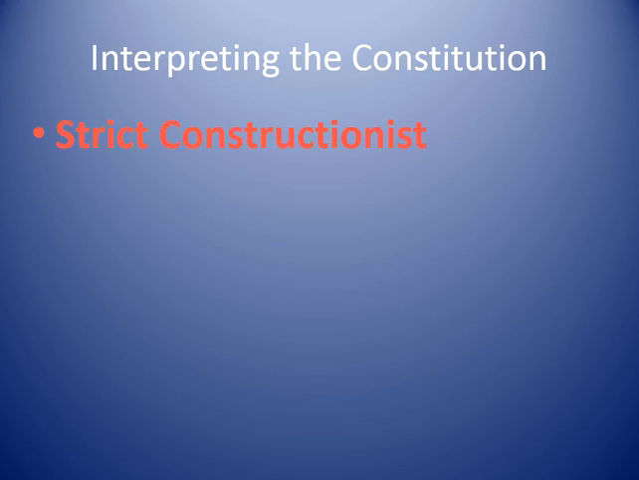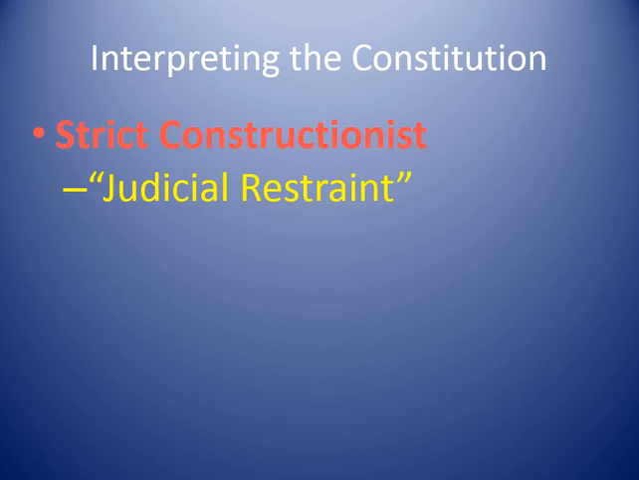So there are two different ways to look at the role of a justice in interpreting the Constitution. There are what are known as strict constructionists. Those are the people who believe the Constitution means what it means, that it should be interpreted word for word exactly as it is written.